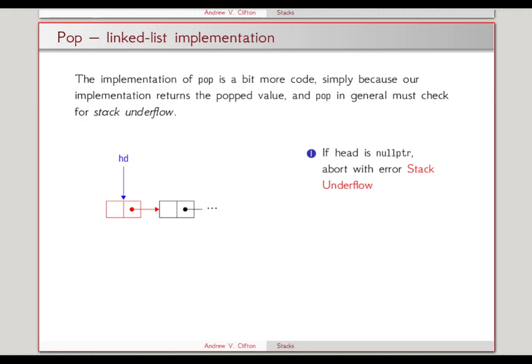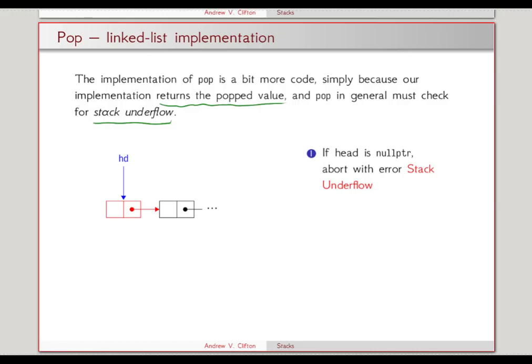Now, pop is a little bit more code just because we have to deal with stack underflow. So that means we need an if at the beginning to check and see if it's empty. And also because we want to return the value that we're popping off. Not all versions of pop do that. They don't all return the popped value. Some of them return void, but our version is going to return the int that we're popping off here.